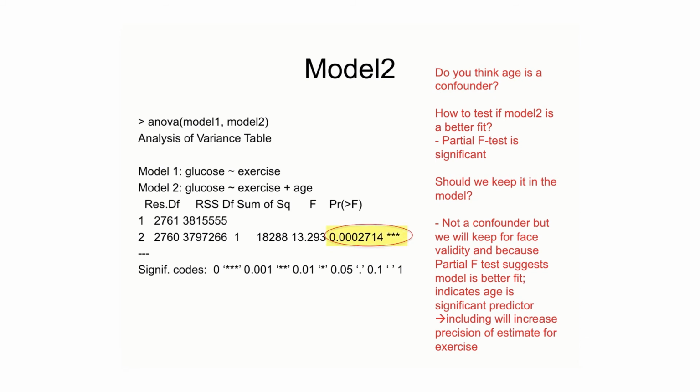We can see that the model that includes age is significantly better. It explains significantly more variation in the outcome than the previous model. So should we keep it in our model? I'm going to say yes. It's not a confounder, but we often adjust for age in health research for face validity, because it's often such an important determinant of health. Also, the significant partial F-test indicates that age is a significant predictor. So let's keep it in the model because doing so will increase the precision of our estimate of exercise.